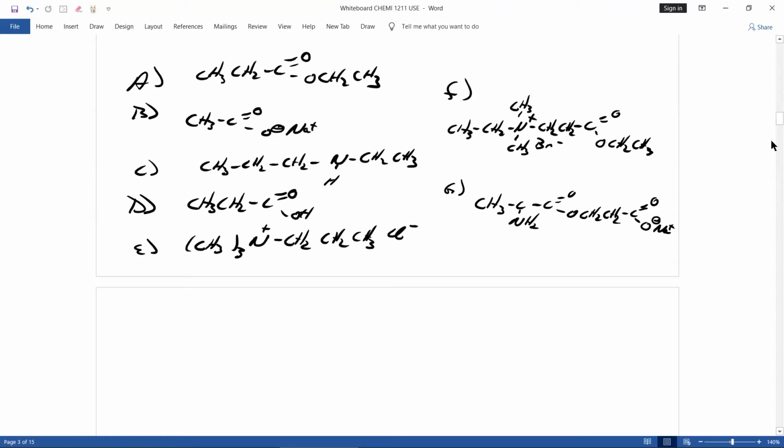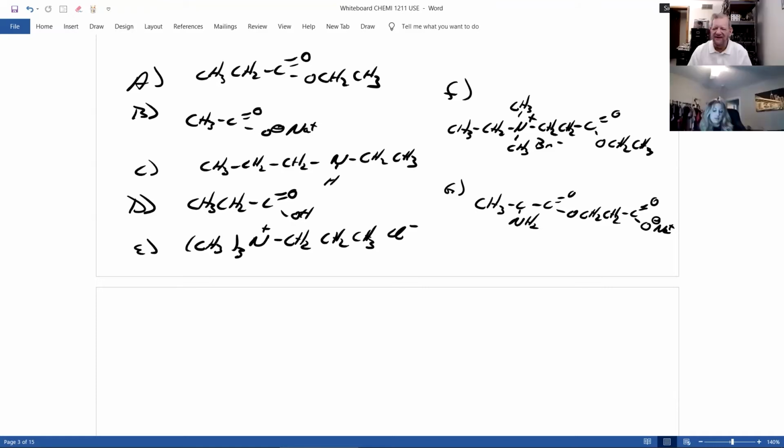All right, there you go. Have a lot of fun. Circle and name the functional group, 2 points each. I'm not asking you to name the molecule. I'm asking you to name the functional group.